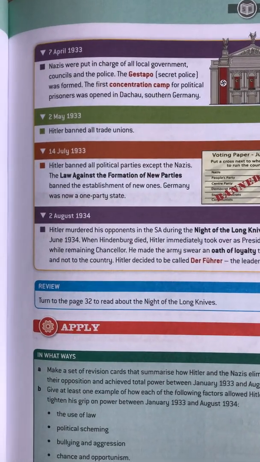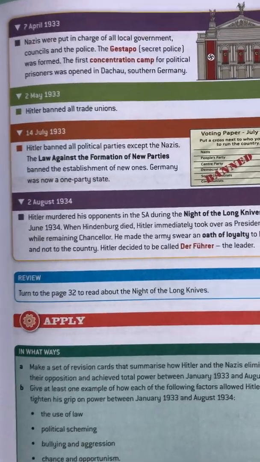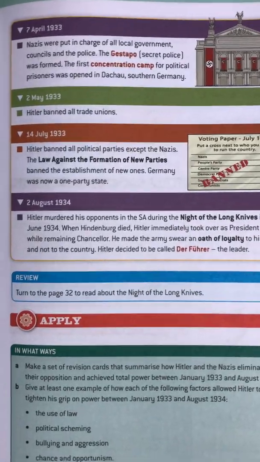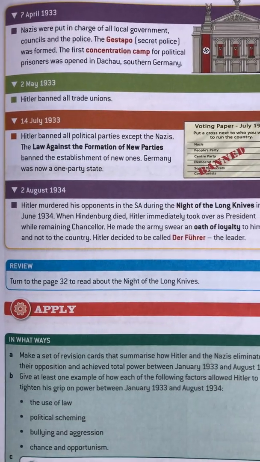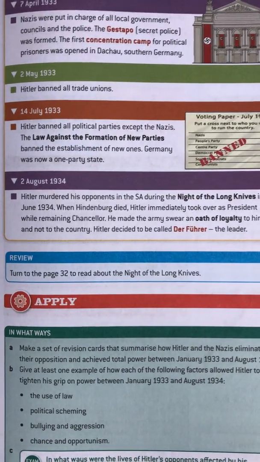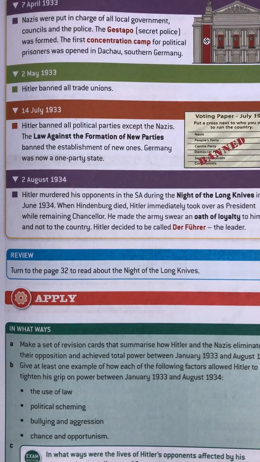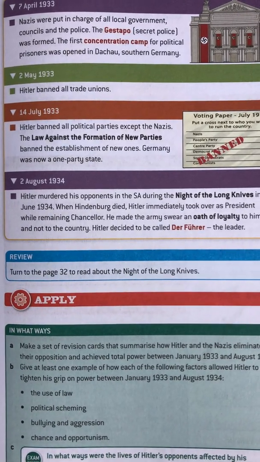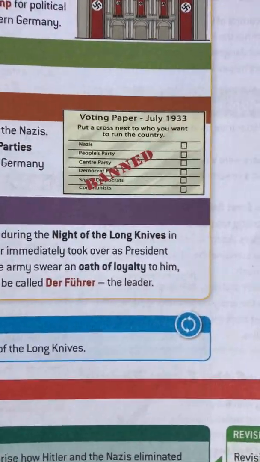On the 2nd of May 1933, Hitler banned all trade unions. That weakened the Communist Party because workers could no longer get together in groups, which were the people that made up the Communist Party. July 1933, Hitler banned all political parties except the Nazis, and he said that you couldn't start any new ones. That meant that Germany was now a one-party state. There was only one party that controlled the government.